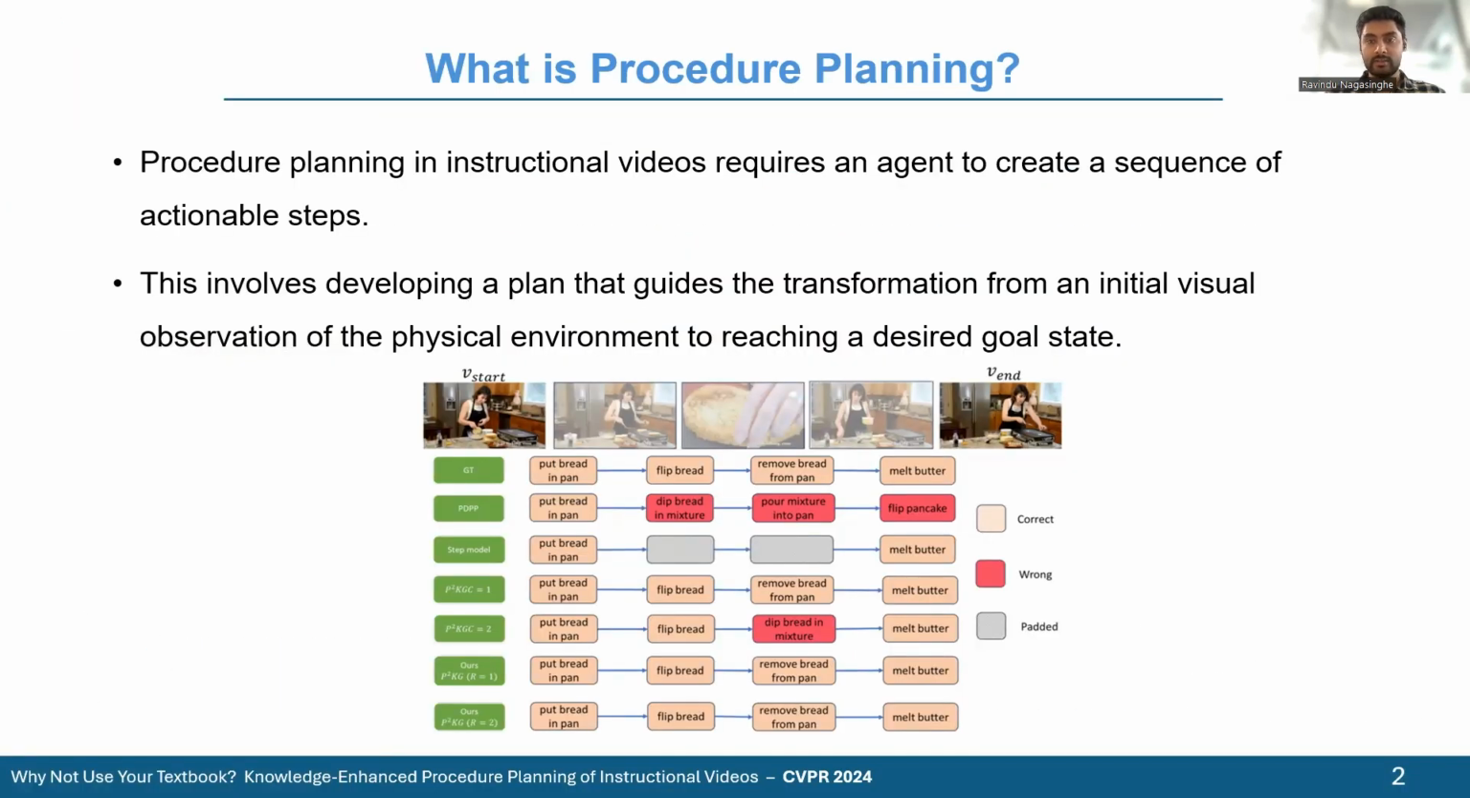Procedure planning in instructional videos requires an agent to construct a logical sequence of action steps, thereby assembling a strategic procedure plan. This plan is crucial for navigating from an initial visual observation to a target visual outcome, as depicted in real-life instructional videos. This task serves as a step towards a future where an agent like a robot can offer real-time assistance, such as helping people prepare recipes.